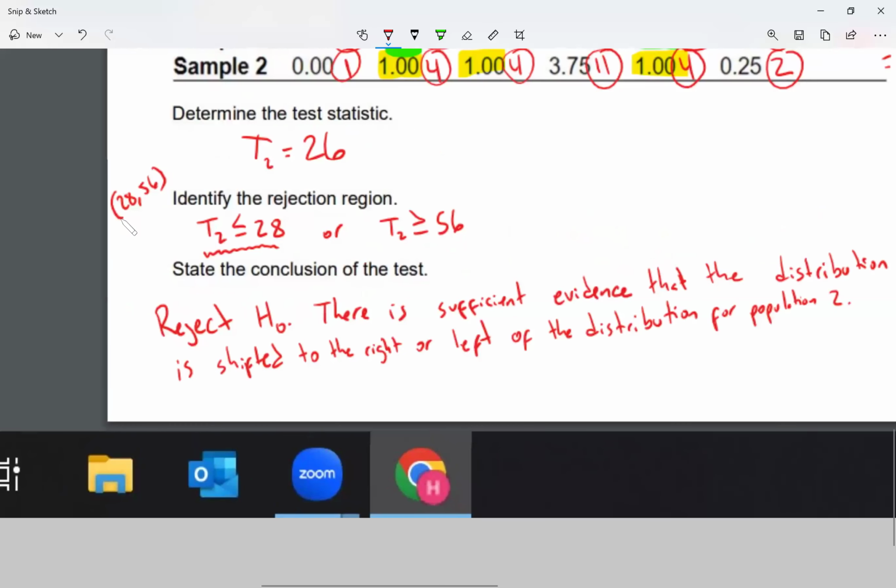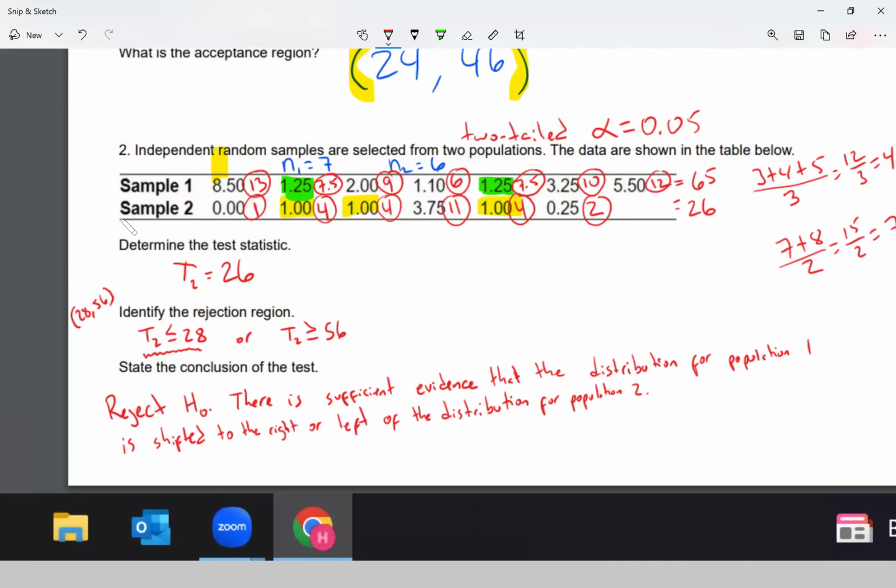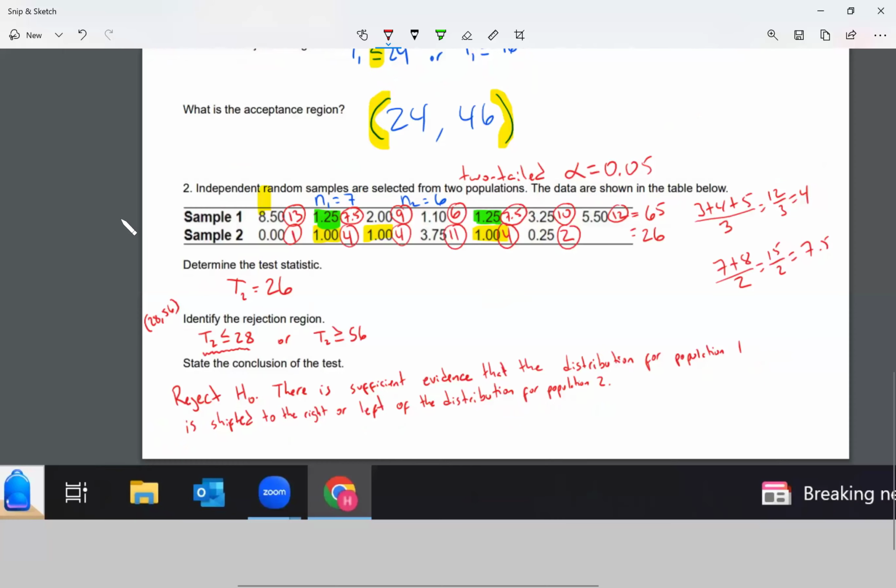Right, I have sufficient evidence to be able to reject the null hypothesis, and my sufficient evidence is that my test statistic, in this case 26, landed in my rejection region. Because remember, I was going to reject it if it was less than or equal to 28 or greater than or equal to 56. So because it is less than or equal to 28, I do reject my null hypothesis.